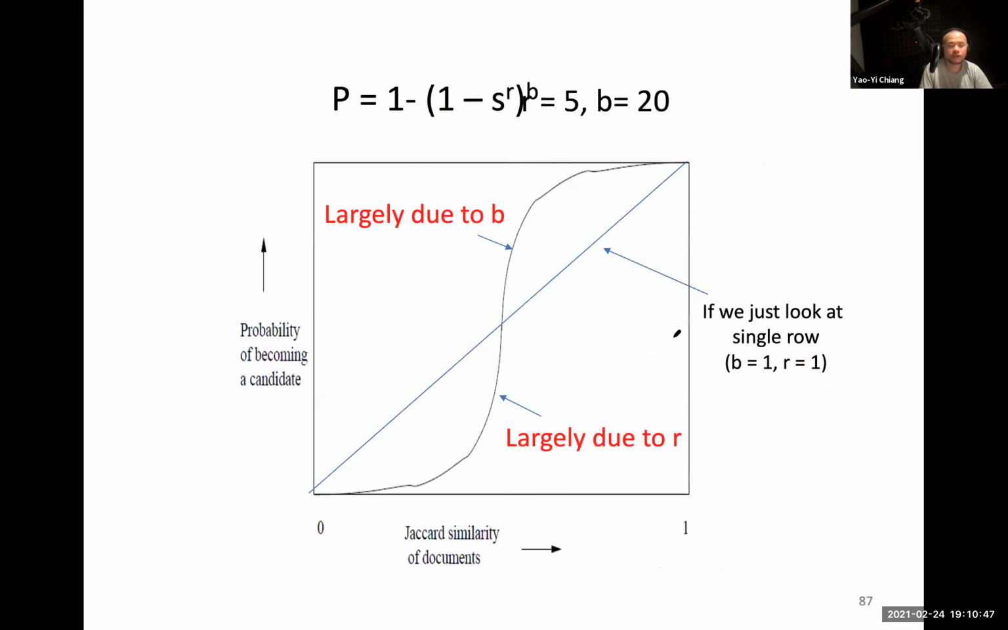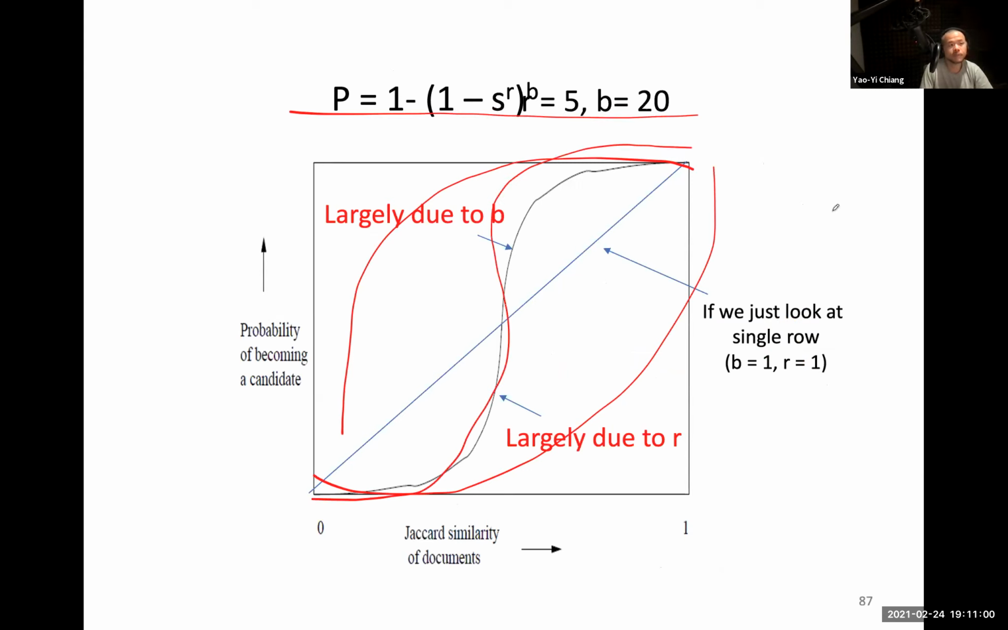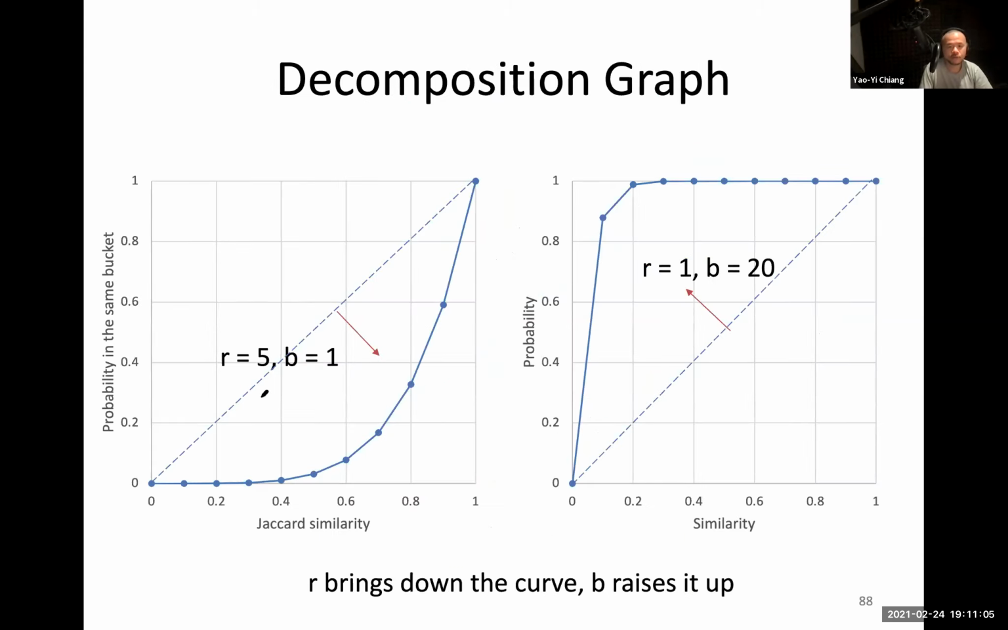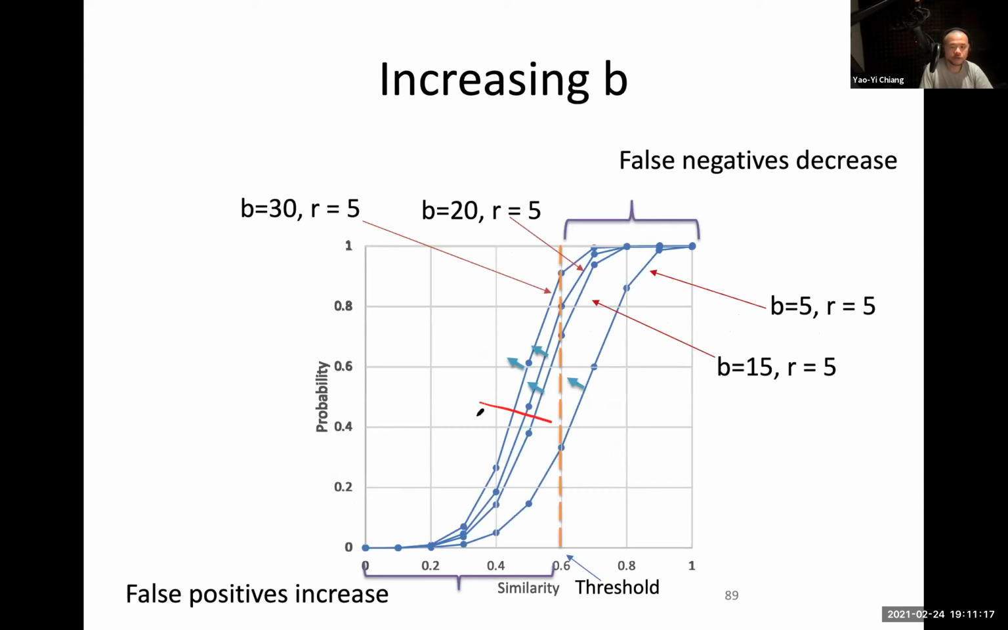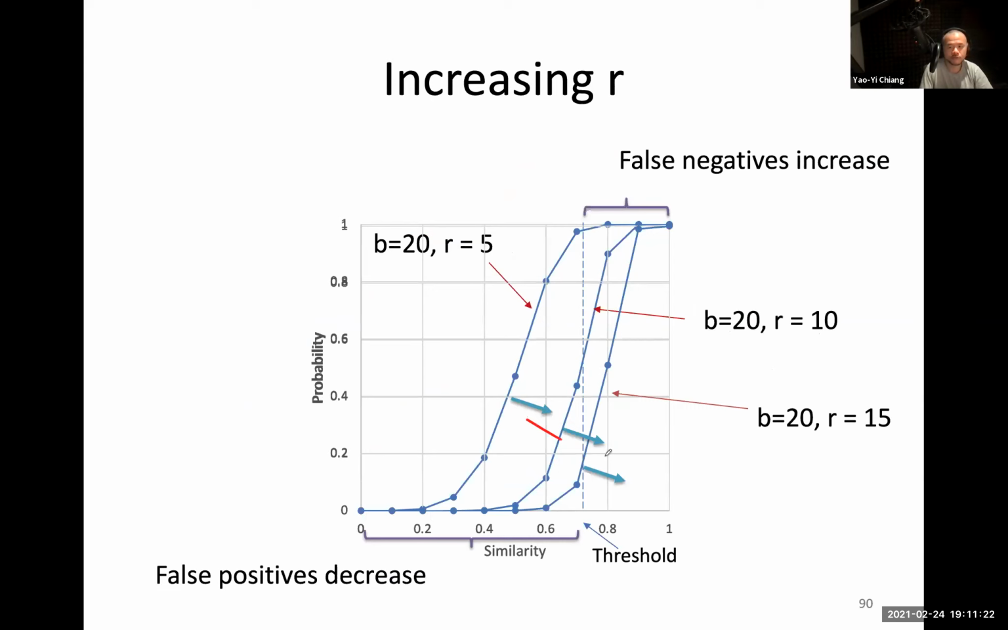So if we put them together, this is your curve. Remember, if you only have B, it looks like this. If you only have R, it looks like this. If you have both B and R, it looks like this. Right? So if we look at the decomposition of the graph, R pushes the graph to here. B pushes the graph to here. Increase B will push the graph even further here. Increase R, push the graph even further here.